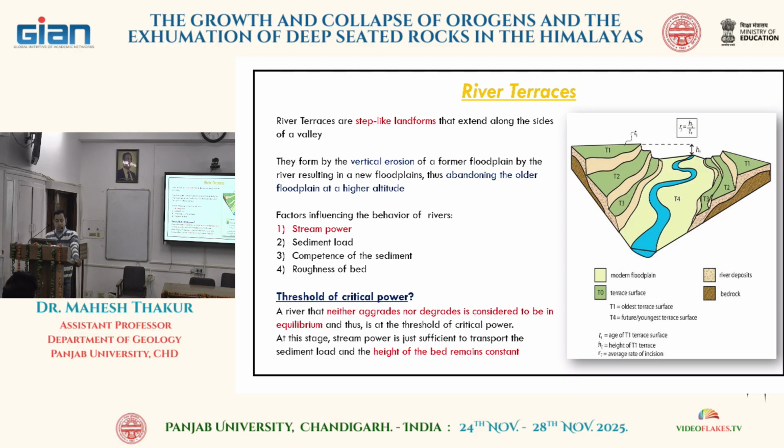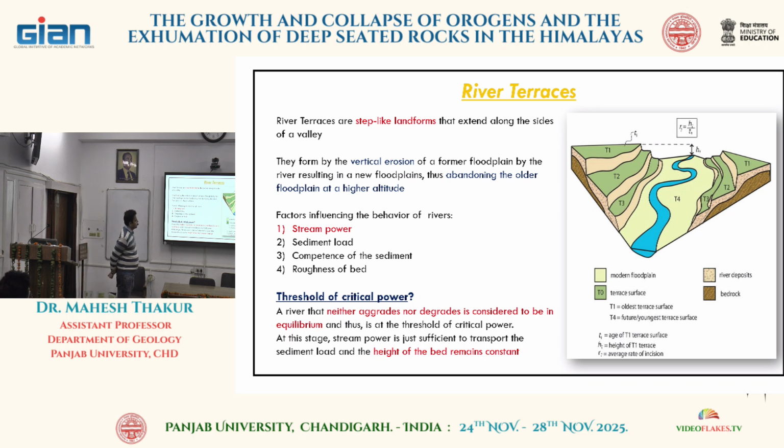Threshold of critical power: a river that neither aggrades nor degrades is considered to be in equilibrium, and thus it is at a threshold of critical power. At this stage, stream power is just sufficient to transport the sediment load and the height of the bed remains constant. So in this figure, we can see that there are different river terraces.